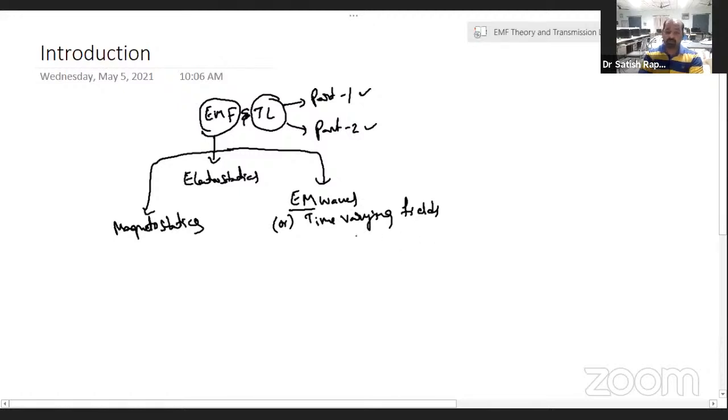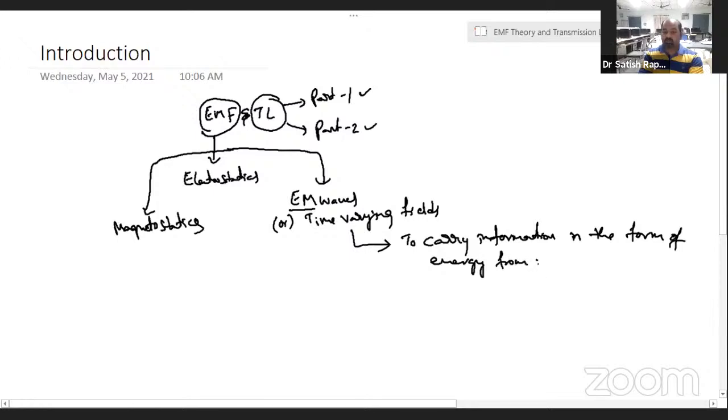So what is the purpose of electromagnetic wave? The purpose of electromagnetic wave is to carry information in the form of energy from one place to another place. It is used to carry information in the form of energy from one place to another place.